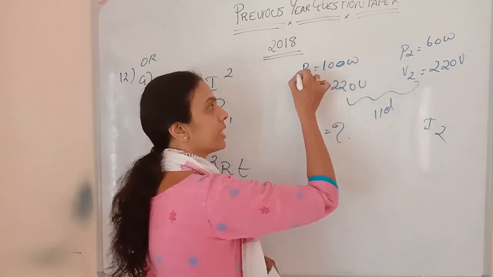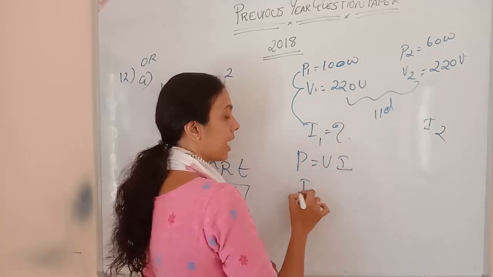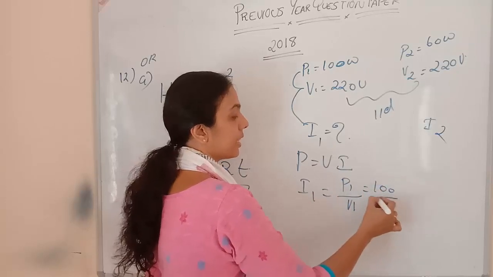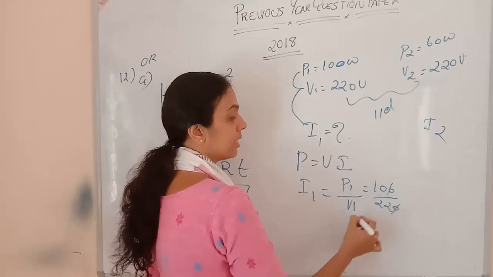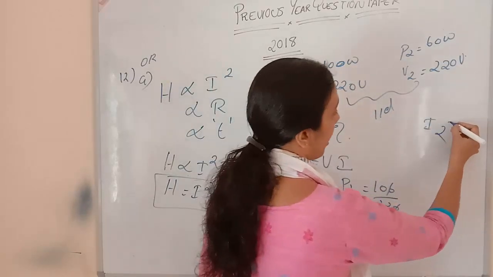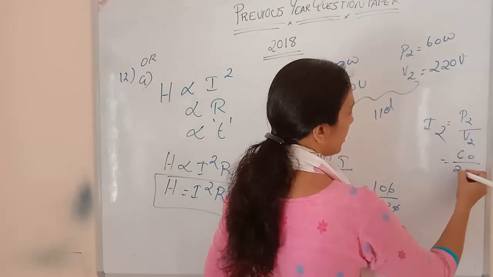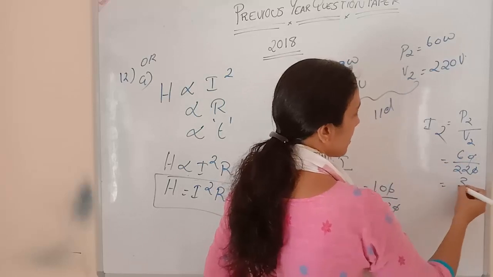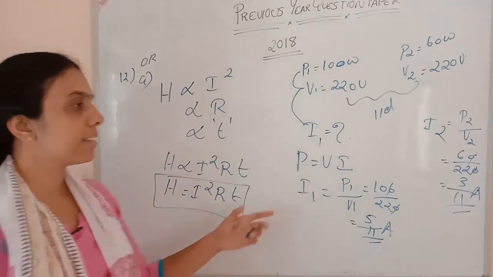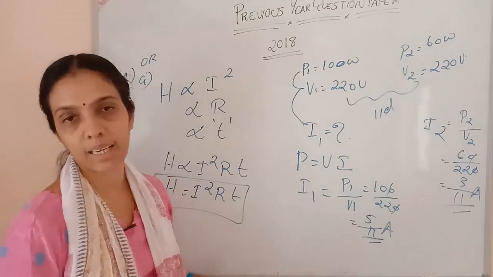What is the relation connecting P, V and I? P equals V into I. Therefore I1 equals P1 by V1, that is 100 divided by 220, that is 5 by 11 ampere. And here I2 equals P2 by V2, that is 60 divided by 220, so it is 3 by 11 ampere. Okay, so these are the I1 and I2 for the respective lamps. Okay, clear?